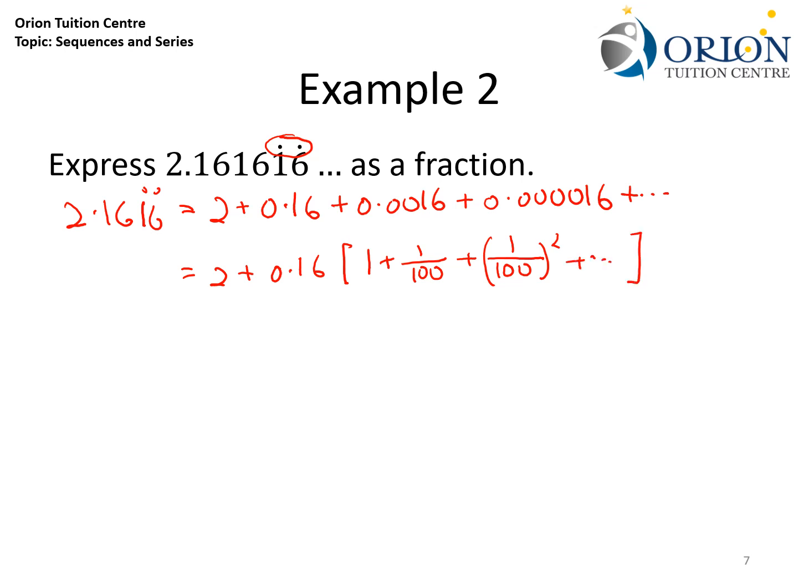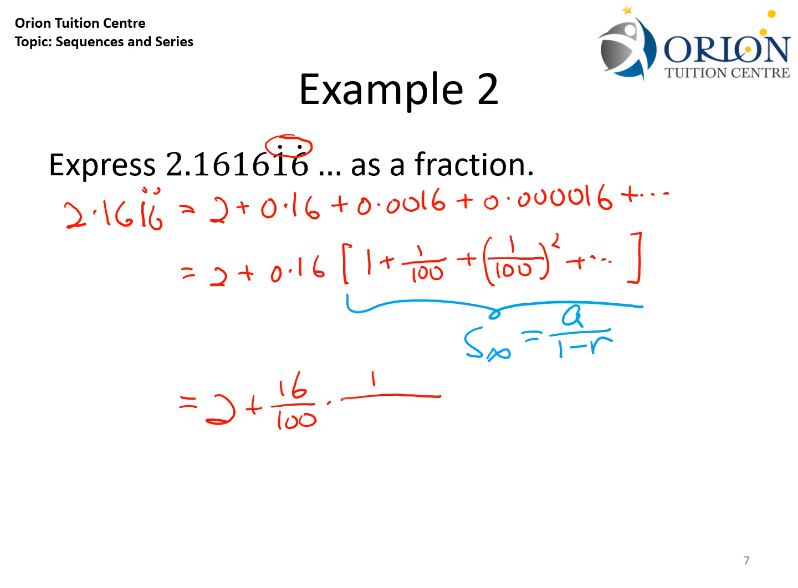So we can see that this is actually a sum to infinity, where we can use the formula a over 1 minus r. Therefore, we will have 2 plus 16 over 100 times 1 over 1 minus 1 over 100, which gives us 2 and 16 over 99.